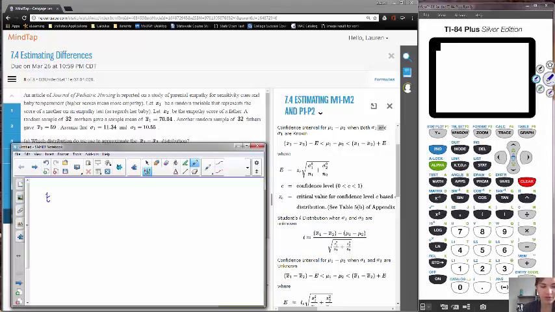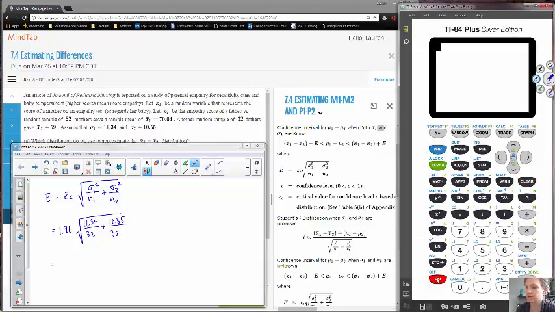So the margin of error is the critical value of z times the square root of the standard deviation squared divided by sample size plus standard deviation squared divided by sample size. The critical value of z we just looked up, 1.96. These other values are given in the problem. Standard deviation 1 is 11.34. Sample size 1 was 32. Standard deviation 2, 10.55. Sample size 2 also 32. So that will give us the margin of error.